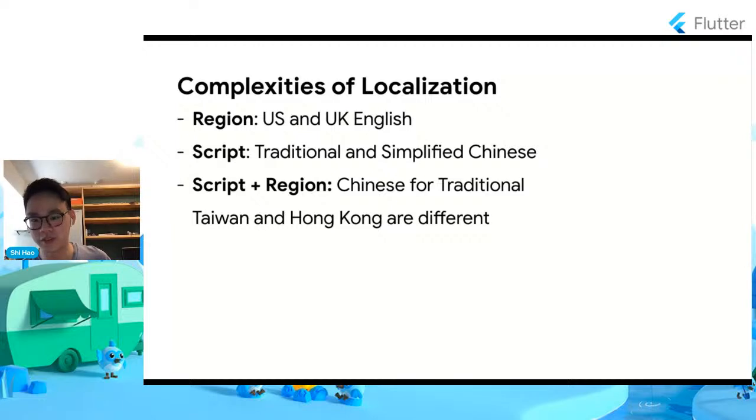And with the written script itself, right? Like I mentioned, traditional Chinese is used in regions like Hong Kong and Taiwan, but it's not used in mainland China and in Malaysia. And then, like I mentioned, script and region: you might use traditional Chinese for Taiwan and Hong Kong, but the way you write things in both regions is very different.